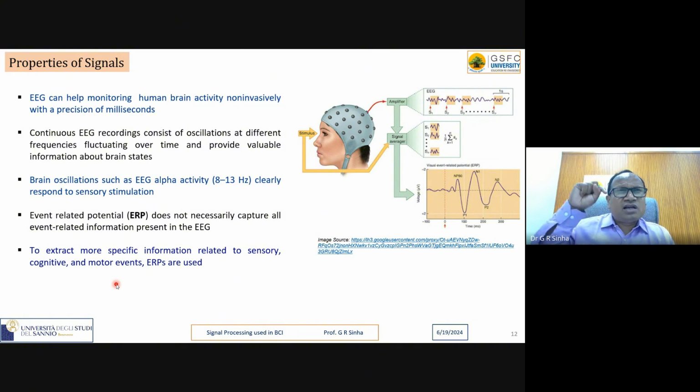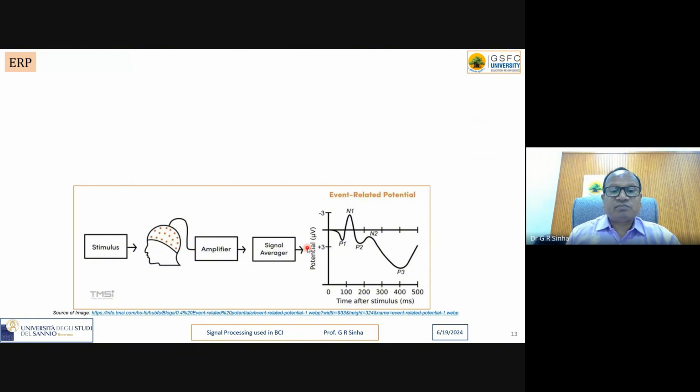Cognitive means you are learning some skill, developing or improving some skill. And motor means you are moving your hands, your legs, your different body organs, you are blinking your eyes. So there are sensory events, cognitive events, and motor events. Each event will cause an electrical potential to be generated by the brain, from a particular part, using a channel, using a sensor. That is called ERP, event related potential.